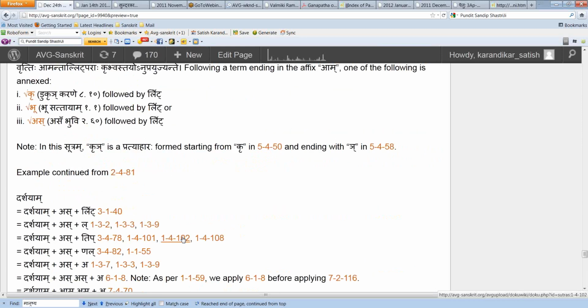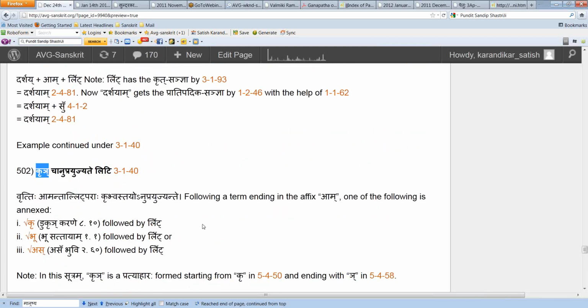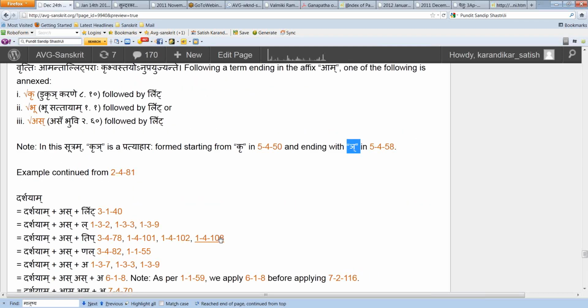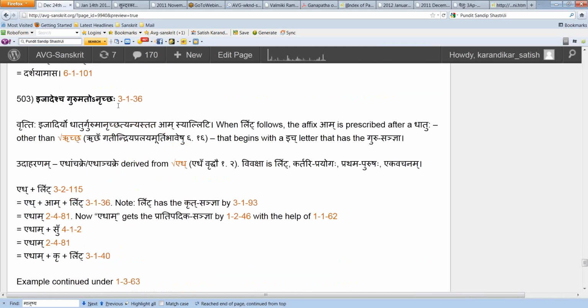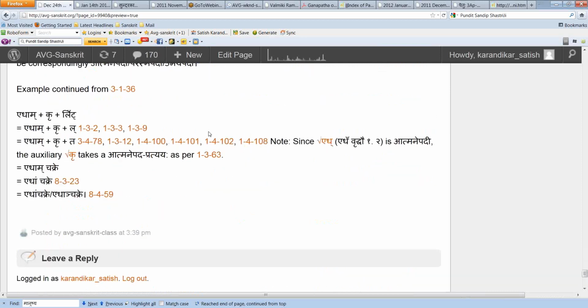So this kri is the pratyahara kri. It includes kru, bhu and as. It's formed from the kru in 5450 up to the nyakara in 5458. And for homework, please take this sutram 3136 and also this 1363. Okay, again, thank you, Ravi.